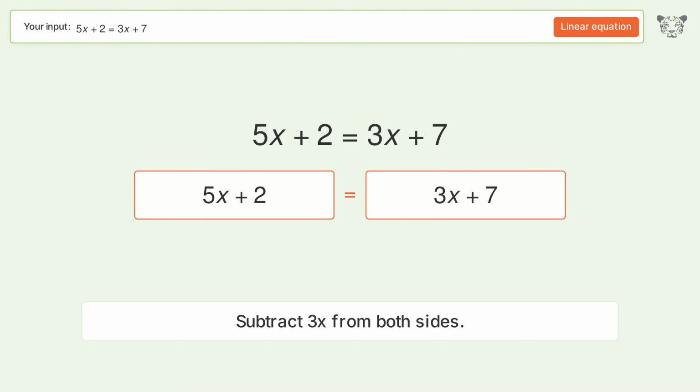The right side has 3 times x. To collect the x terms on one side, subtract 3 times x from both sides. That gives 2 times x plus 2 equals 7.